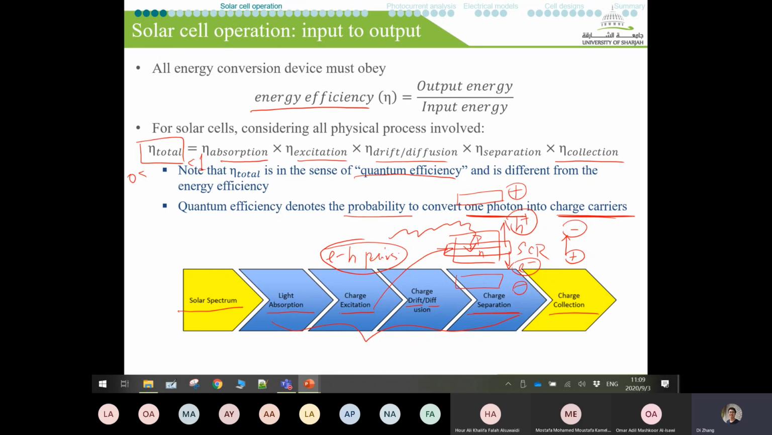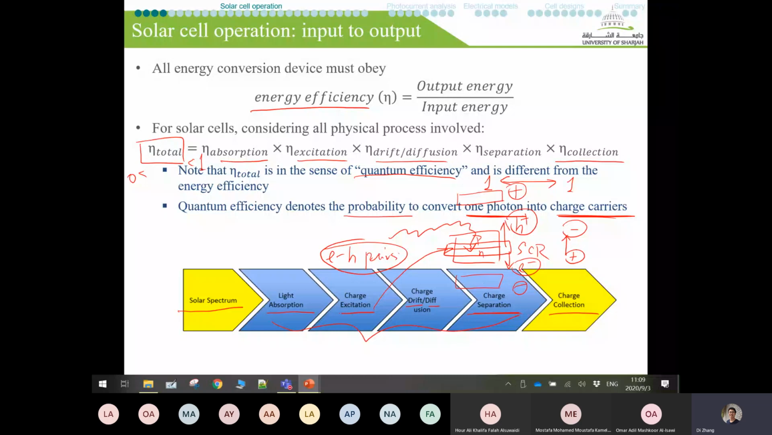Of course, if you have 100% quantum efficiency, it means that ideally speaking, from the physical perspective, you can convert one photon into one charge carrier, into one electron plus one hole. But if you have losses, let's say you have a 50% quantum efficiency, it means that for one photon, on average, you can only convert that into 0.5 carriers.